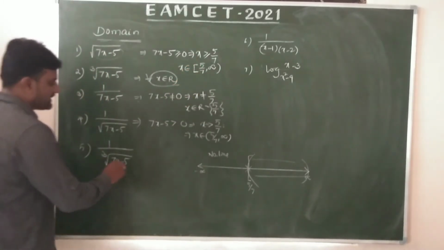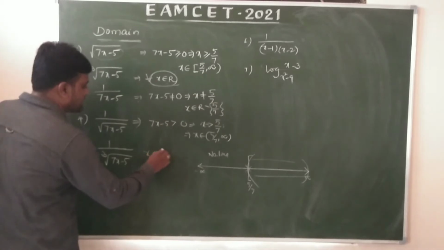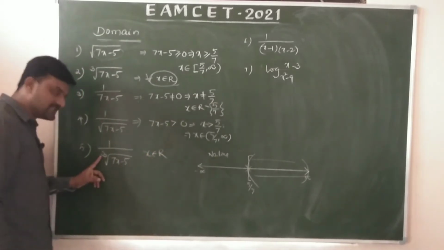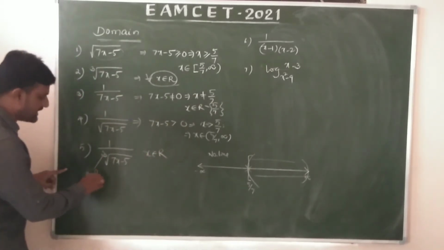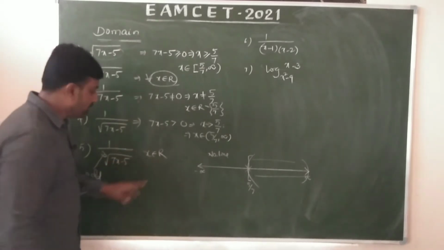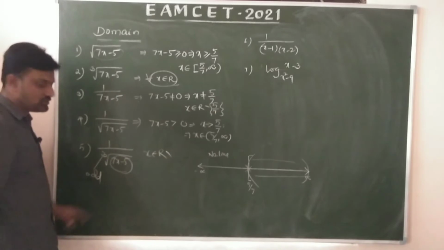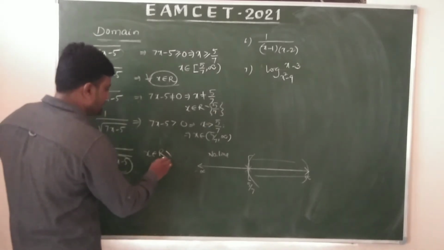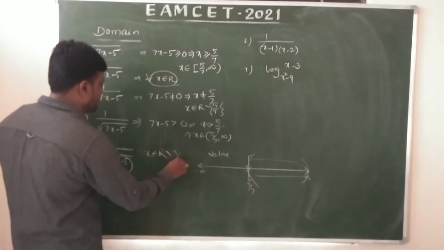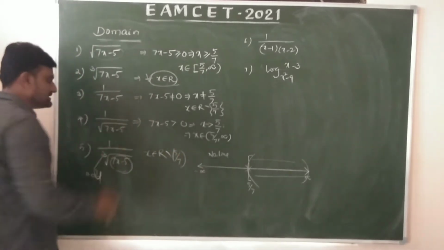Okay, now here clearly x belongs to R, yes or no? Because it is an odd root. It is an odd one. Here x belongs to R, but now the denominator should not be 0. So that means R except 5 by 7. It is like this one.